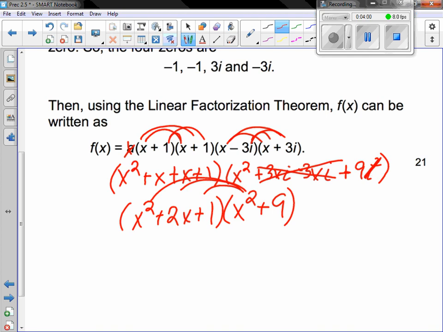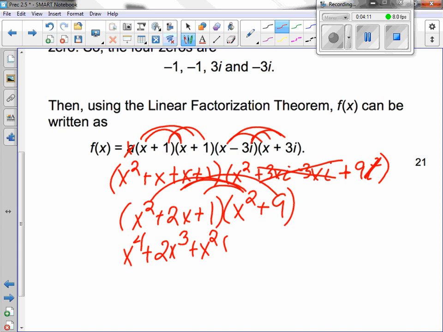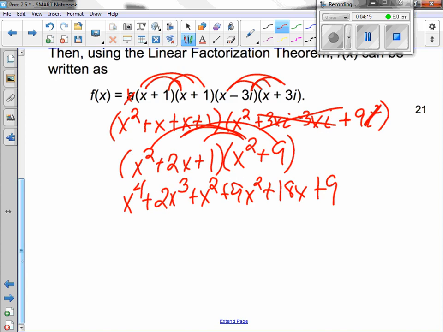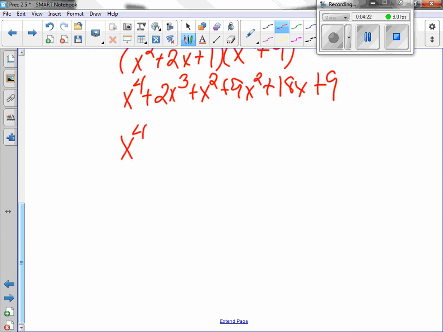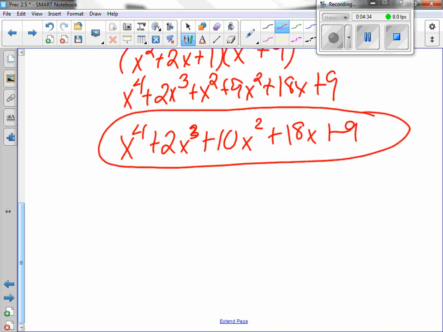We can distribute. x squared times x squared is x to the 4th. x squared times 2x is 2x cubed. x squared times 1 is plus x squared. Do the same thing with 9 and get plus 9x squared plus 18x plus 9. Interestingly enough, for this here, we only have one set of like terms, the x squared terms, giving 10x squared plus 18x plus 9. And this is one of the possible polynomial functions that would define these zeros.